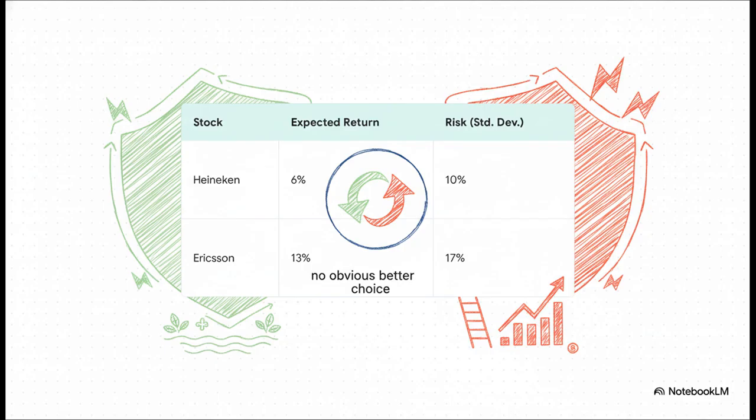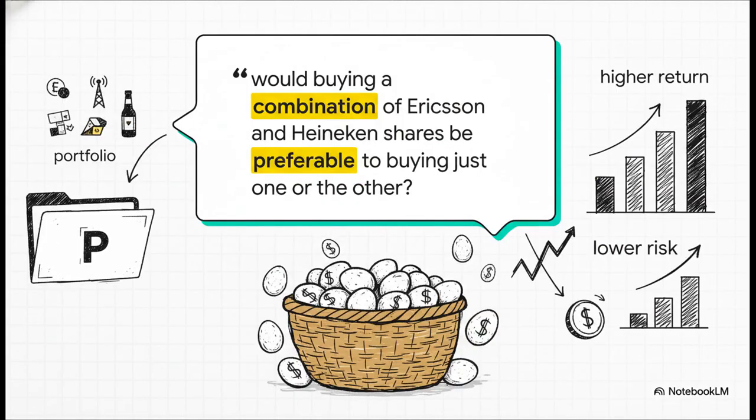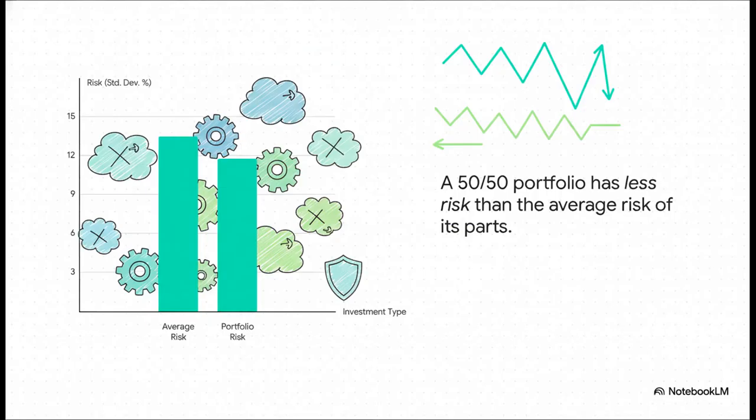But what if we don't have to choose one or the other? This question from our source material gets right to the heart of it. Instead of putting all our eggs in the Heineken basket or the Ericsson basket, what happens if we combine them and create a portfolio? And this is the magic I was talking about. If you just took the average of the two stocks' risks, you'd expect your portfolio risk to be 13.5%. But the actual risk of a 50-50 portfolio is only 11.8%.